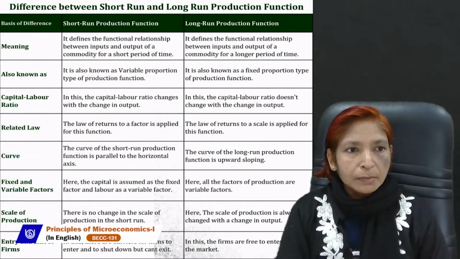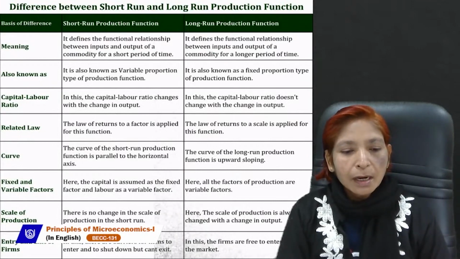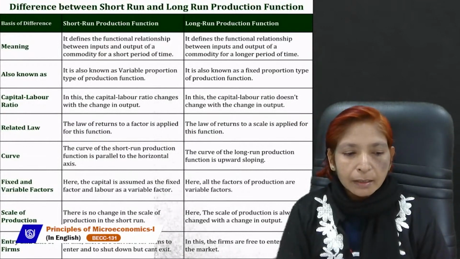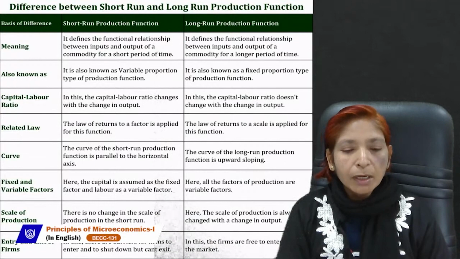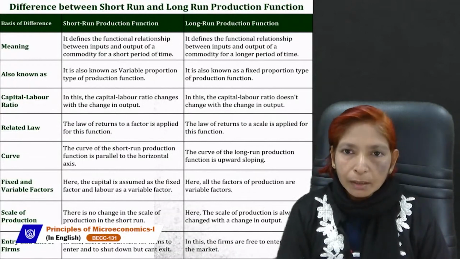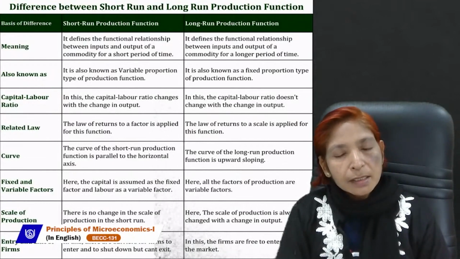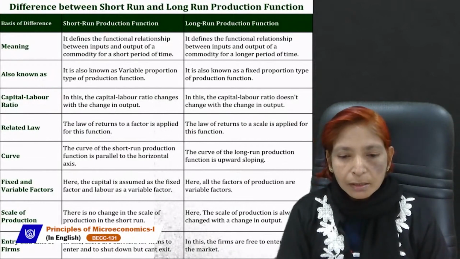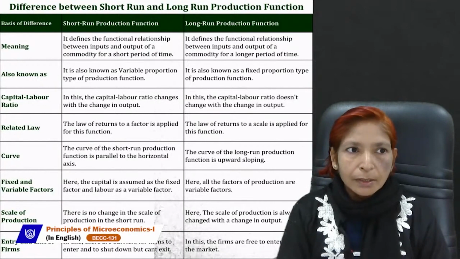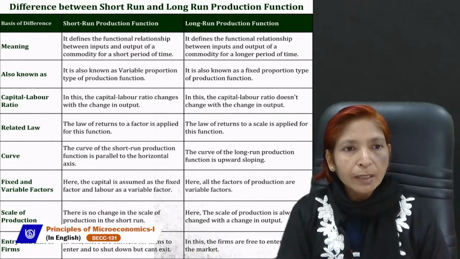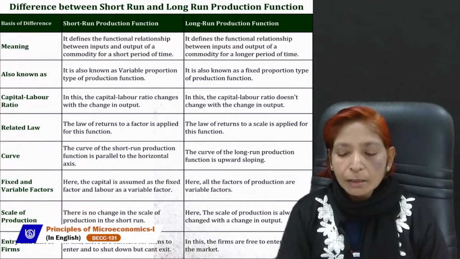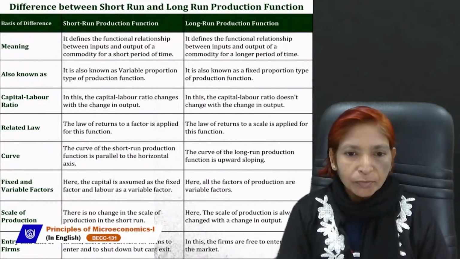Entry and exit of firm: in short run, as we know that in short period we have less time, so there are barriers, and firms can't enter or exit from the market. But in long run, all firms have too much time, so firms can easily enter and exit from the market. So this is the basic difference between short run and long run production function.